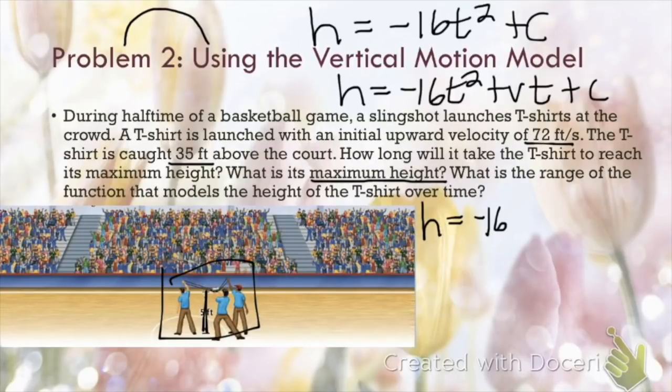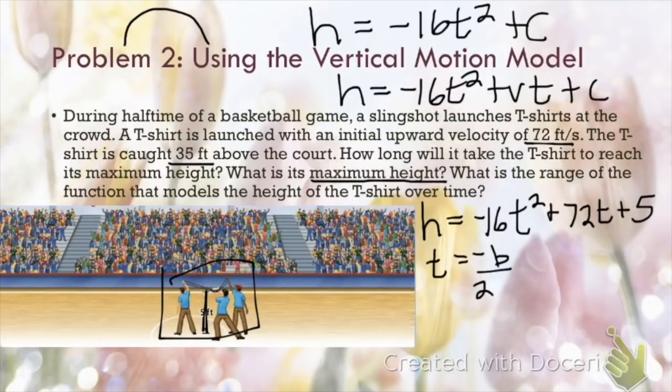So, as I look at this, negative 16t squared plus the velocity is 72, so 72t plus the initial value of 5. So there is my equation here. I need to first figure out the axis of symmetry, or figure out the t value. So I'm thinking about negative b over 2a. And in order to do that, I need to plug in negative 72 over 2 times 16.